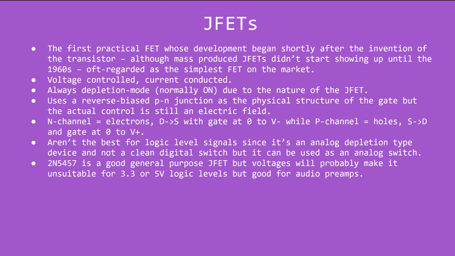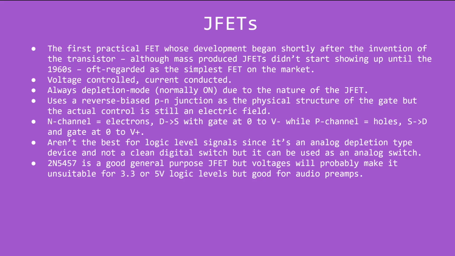All right, now we come to JFETs, which were the first practical FET, whose development began just after the invention of the transistor, although the mass-produced JFETs didn't really start showing up until the 1960s. Some people regard them as basically the simplest FET on the market. They're voltage controlled but conduct current. They're always depletion mode, normally on, just because of the nature of a JFET. It uses a reverse-biased PN junction as the physical structure of the gate, but the actual control mechanism is still the electric field. And you've got N channel and P channel JFETs.